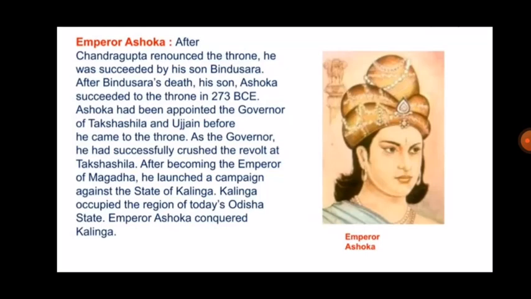After becoming the emperor of Magadha, he launched a campaign against the state of Kalinga. Kalinga occupied the region of today's Odisha state. As I told you before also, in the olden times, the states were called by different names. Emperor Ashoka conquered Kalinga.